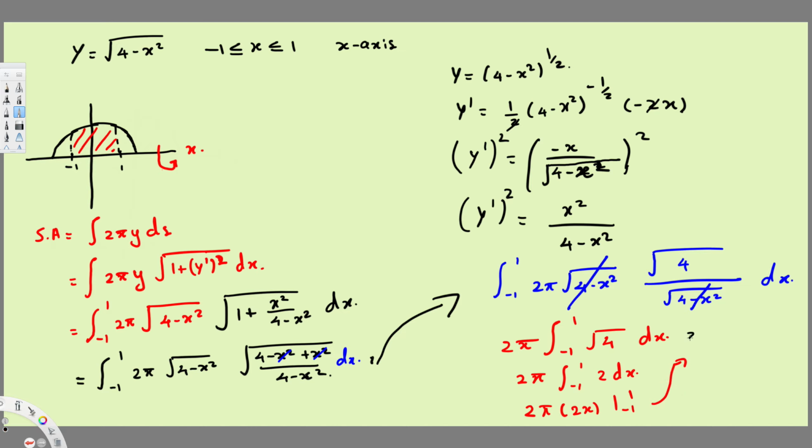So 2 pi, I can move the 2 to the front, that's going to be 4 pi, and instead of x we plug 1 minus negative 1. So this is going to be 1 plus 1, that's 2, times 4 pi, that's going to be 8 pi. So 8 pi is going to be the surface area of this region. And if you want a decimal value, that's going to give us 25.133, and that's going to be the surface area.